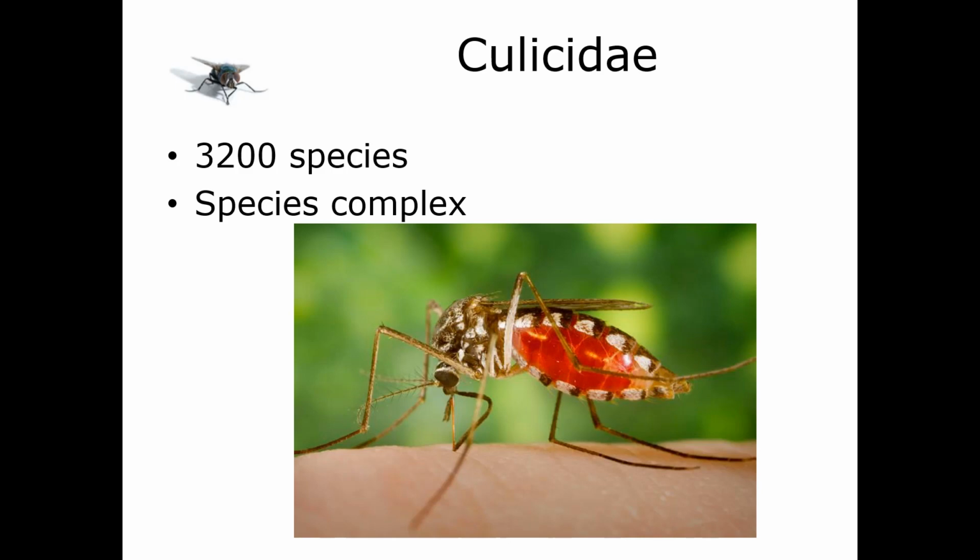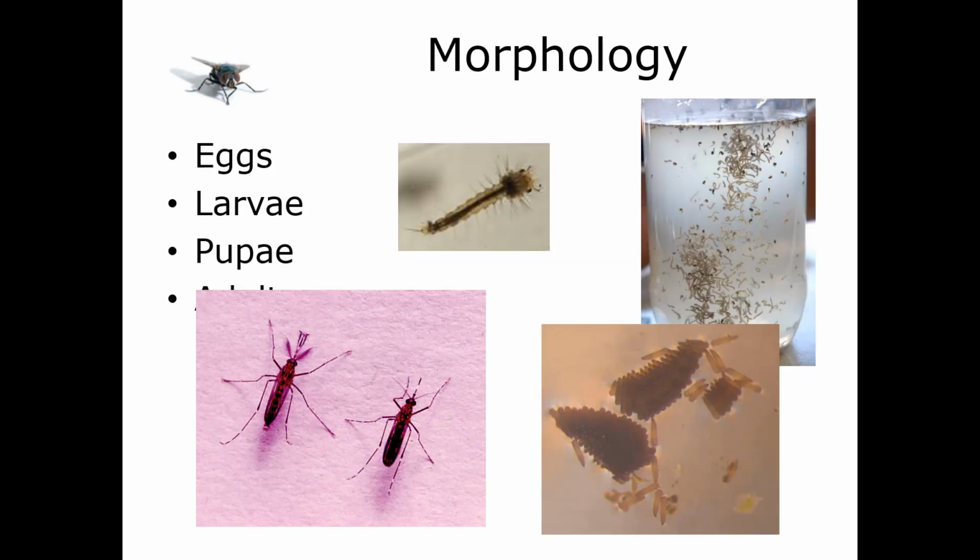So we talk about species complexes a lot just to indicate that there is some sort of isolation among the groups within this particular species. So if you read about that or if you hear me talk about it, that's what I mean. All right. So basic morphology of the Culicidae, of the mosquitoes.